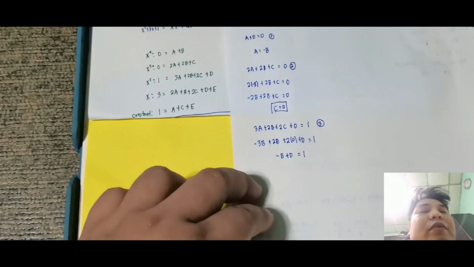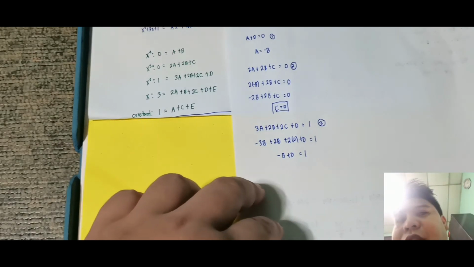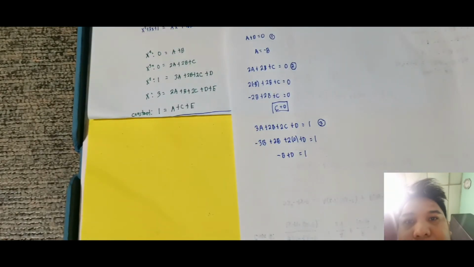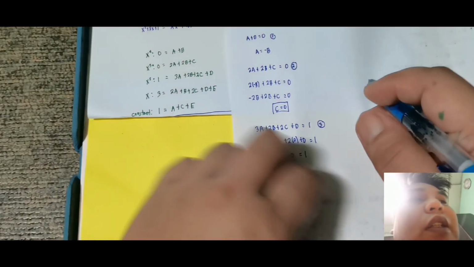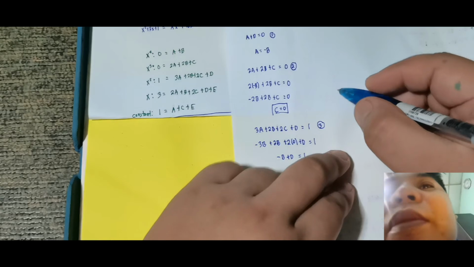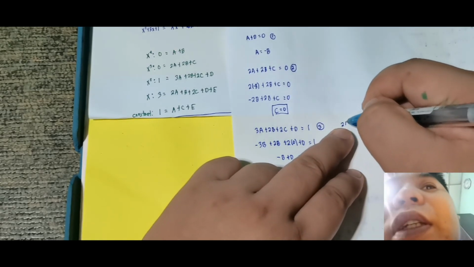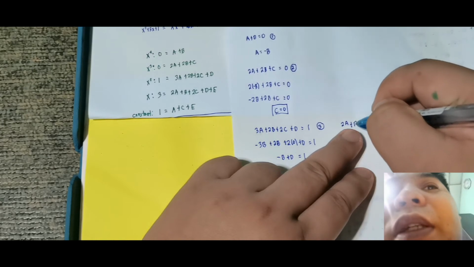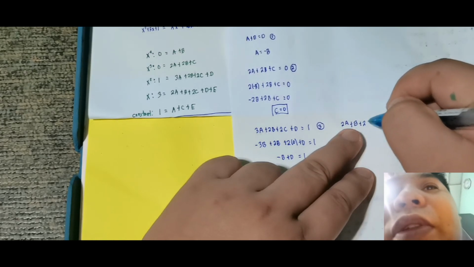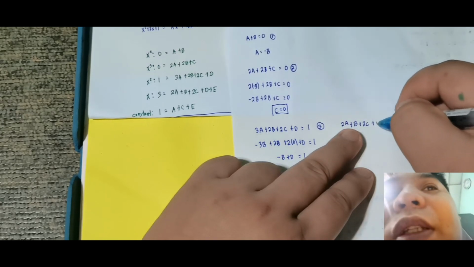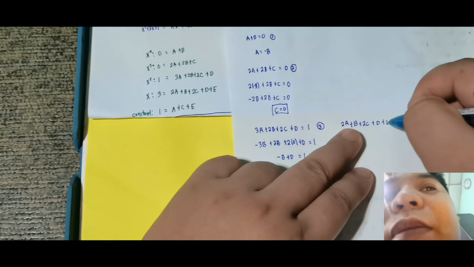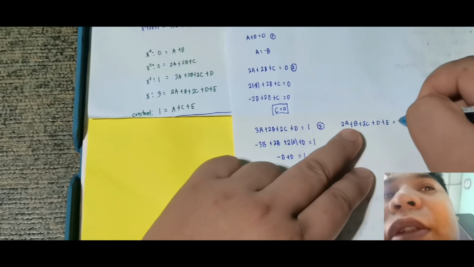Next is equation number 4. Anong gagawin sa equation number 4? Substitute lang natin ulit yung value na yon. So, for equation number 4, check natin kung nakuha ang value. So, we have 2A plus B plus 2C plus D plus E is equal to 3.